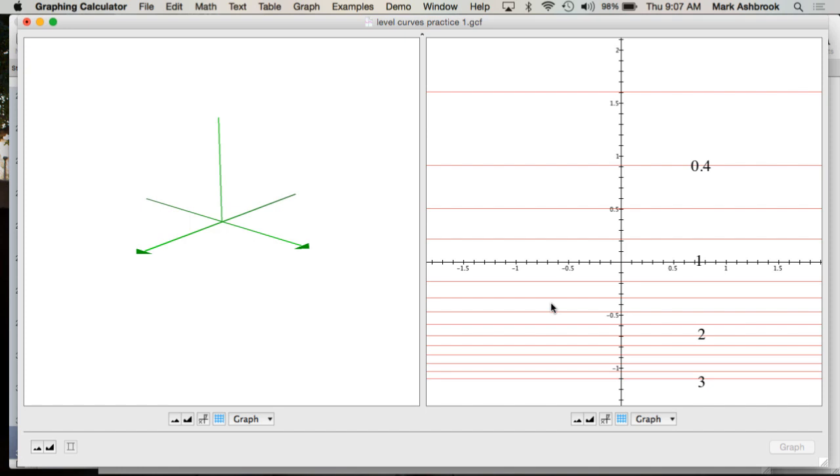Always the xy plane, right? So whenever we do a contour map, or contour plot, those will be in the xy plane. And each red line is telling you a constant value of z in R3 for those ordered pairs x and y.